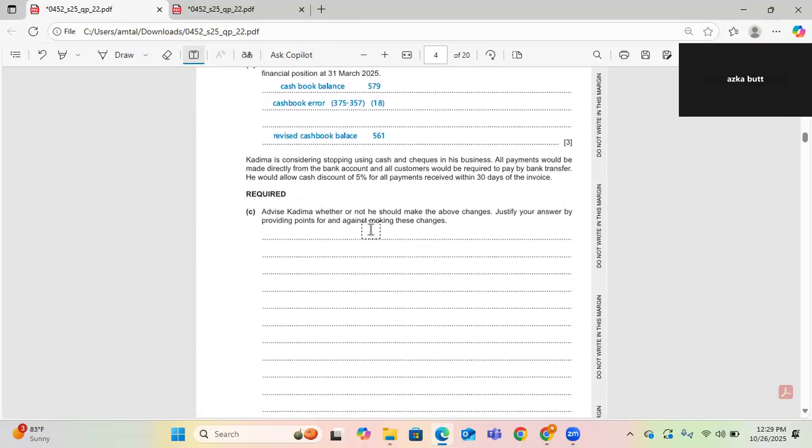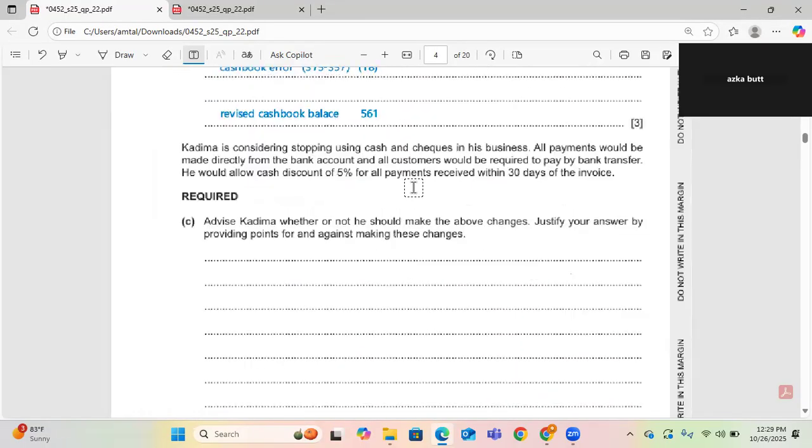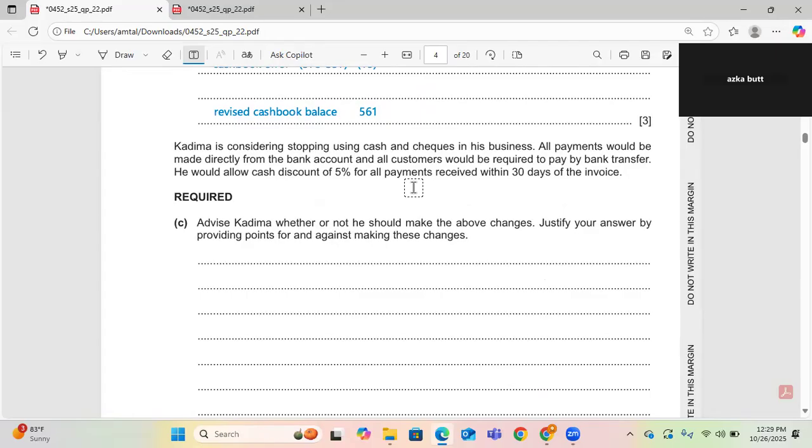Advise. Kadima is considering stopping using cash and checks in his business. All payments would be made directly from the bank account, and all customers would be required to pay by bank transfer. He would allow a cash discount of 5% for all payments received within 30 days of the invoice. Advise whether or not he should make the above changes. Justify your answer by providing points for and against making these changes.